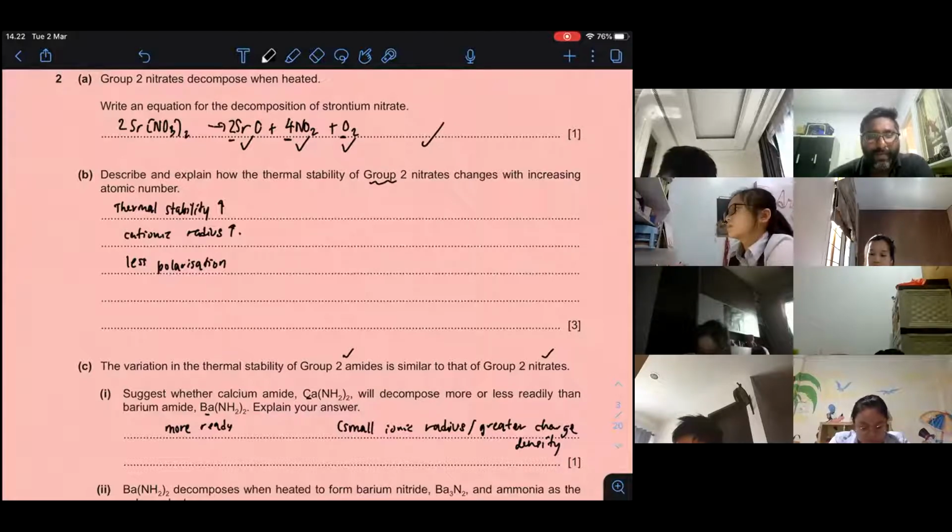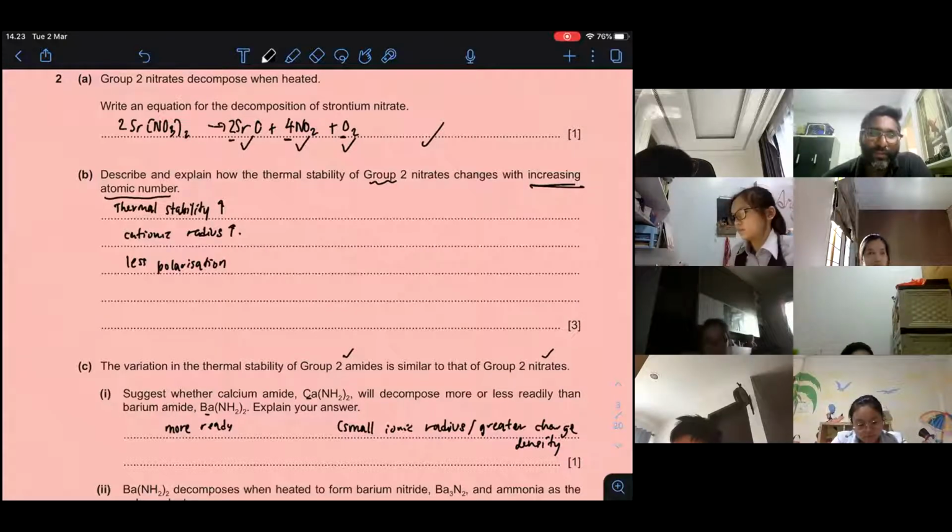B, describe and explain how thermal stability of nitrates changes with increasing atomic number. I think why they use increasing atomic number rather than going down the group is that when we say going down the group, students will tend to use the increase in shells. Students may tend to use shielding effect. So to prevent that, I think they are using increasing atomic number. But you need to know which one you need to focus on to give the answer.